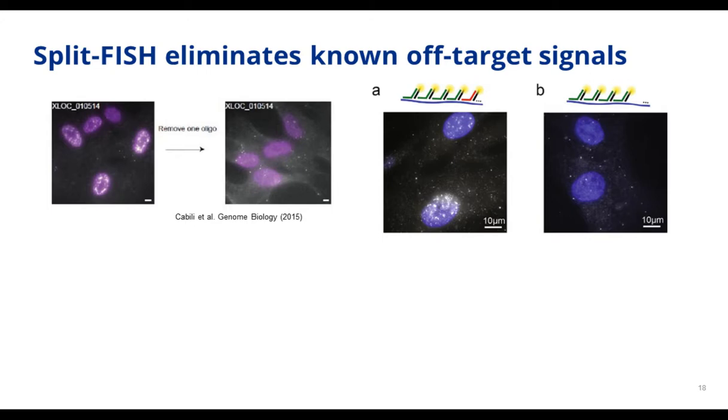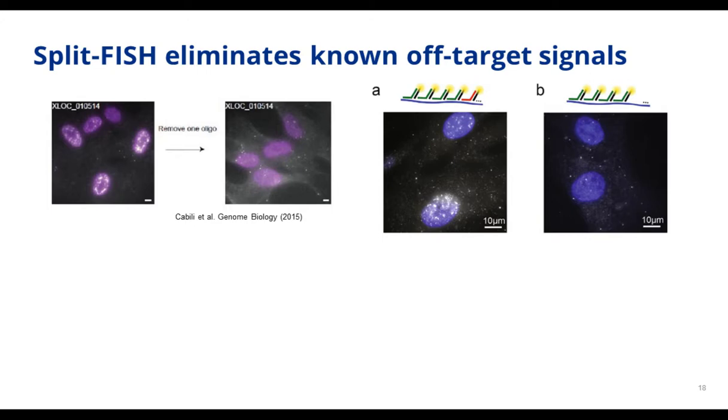So we went to the literature and we found this very interesting example. In this paper, the authors were imaging a lot of non-coding RNAs, and they were very robust. They were doing these two-color co-localization tests to check that their signals and their images are accurate. One very interesting example is that this non-coding RNA called XOC010514 failed the two-color co-localization test.